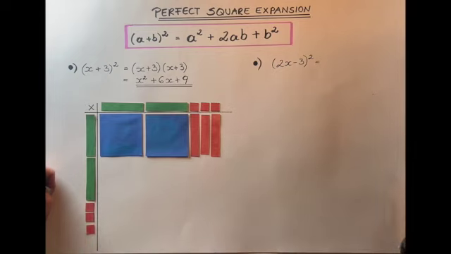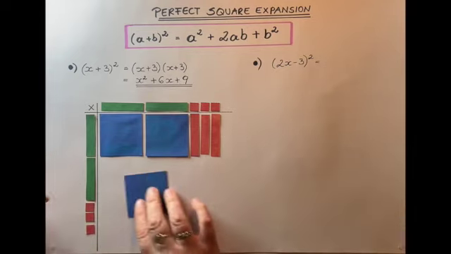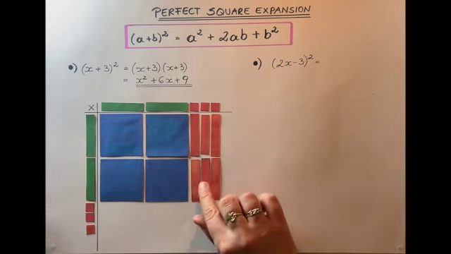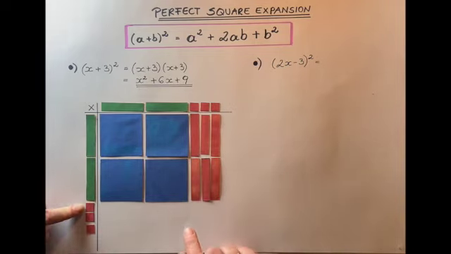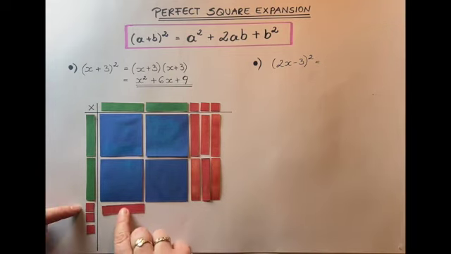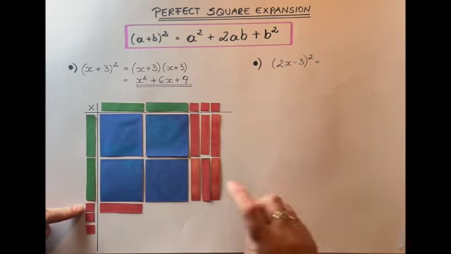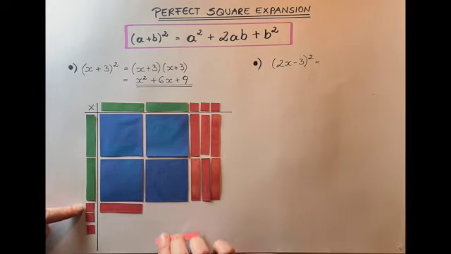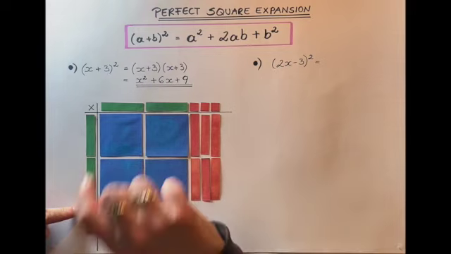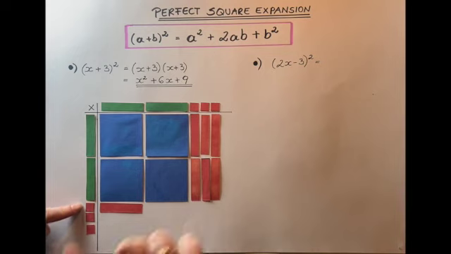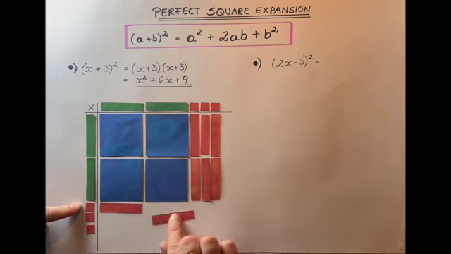So for our second row, it's exactly the same thing. Next row, negative 1 times x gives us negative x. It's negative 1 times x, right? Negative 1 times positive x is a negative x.